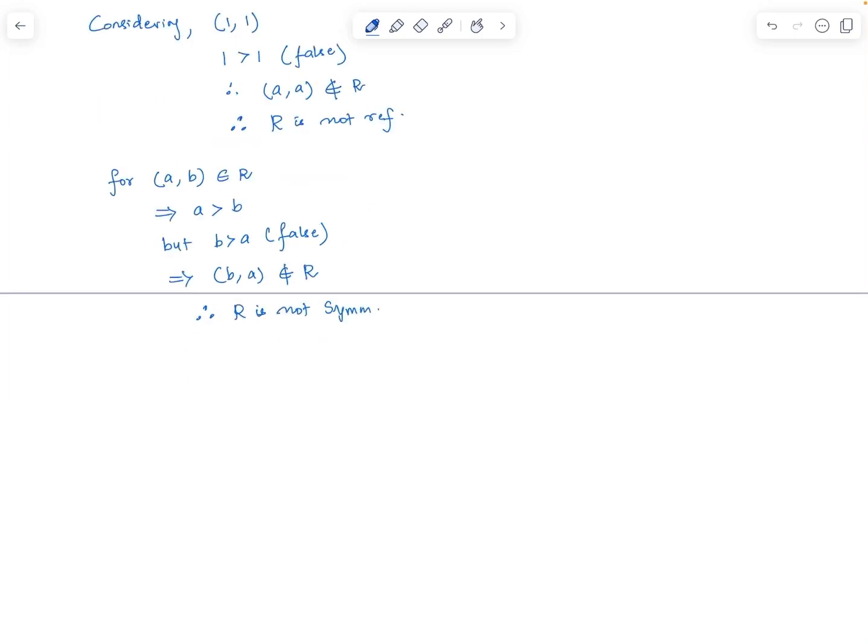Now let's check if it is transitive. For (A, B) in R and (B, C) in R, the meaning of this is A is greater than B and B is greater than C. Comparing the results of 1 and 2, we infer that A is greater than C, which implies (A, C) is in R. Therefore, R is transitive. Putting the results together, R is not reflexive, R is not symmetric, but R is transitive.